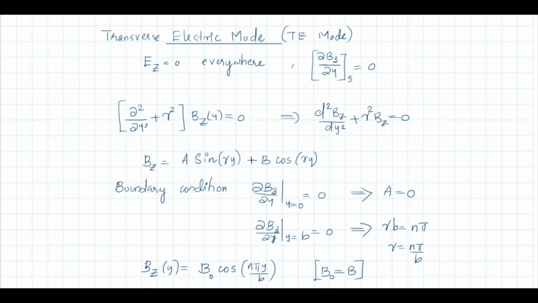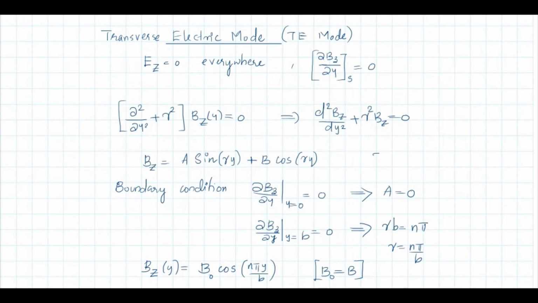What is the solution? This is the differential equation of a simple harmonic oscillator. Solution is a linear combination of sine and cos. A sin gamma y plus b cos gamma y. Boundary condition is on the derivative. So, take derivative of this and put y equal to 0. After taking derivative, this sine becomes cos and this cos becomes sine. When you put y equal to 0, this sine term will vanish, but cos term will remain non-zero. So in order to make that 0, a should be 0.